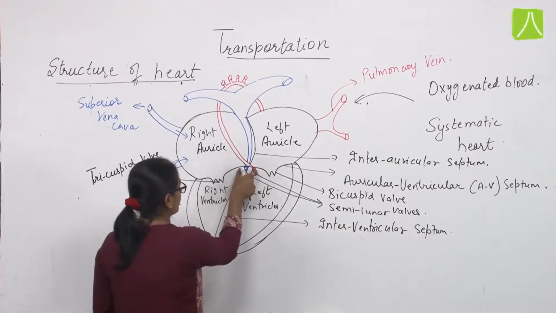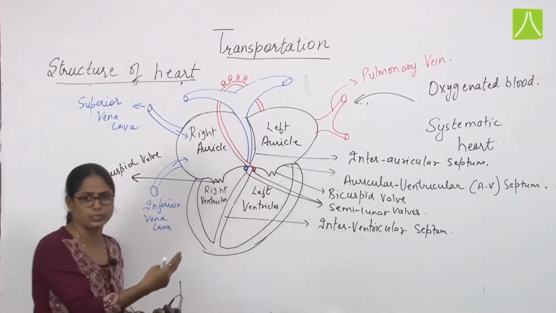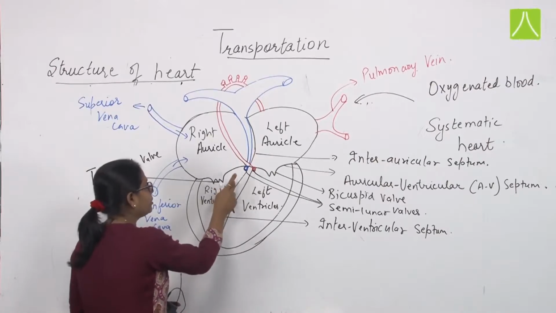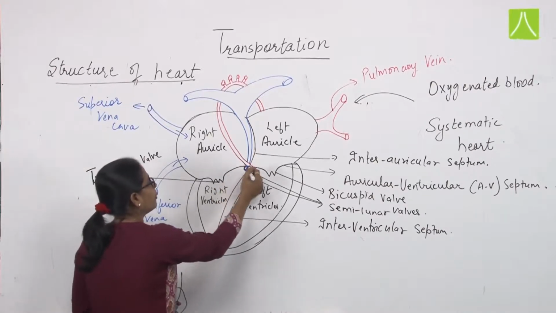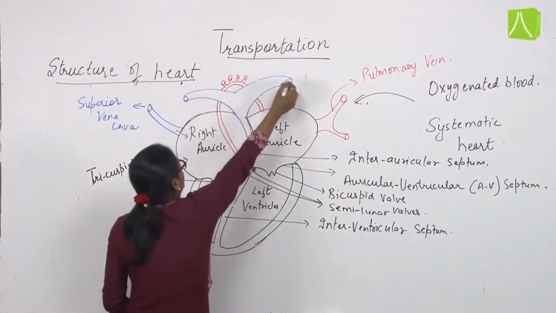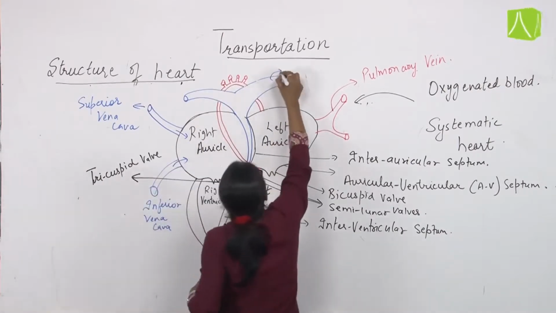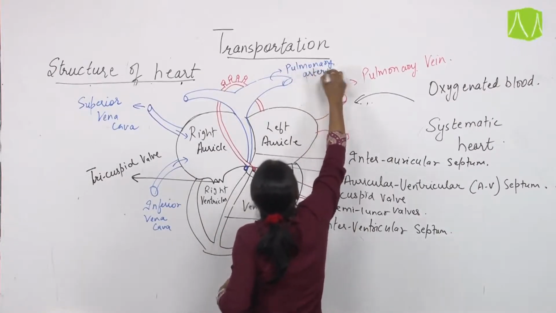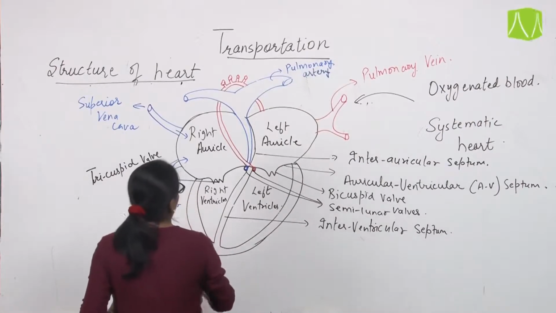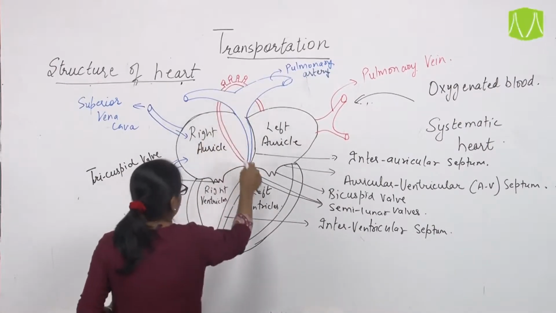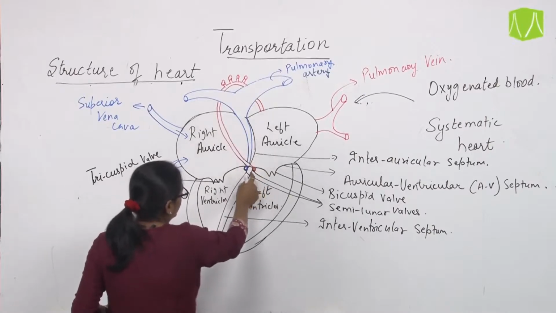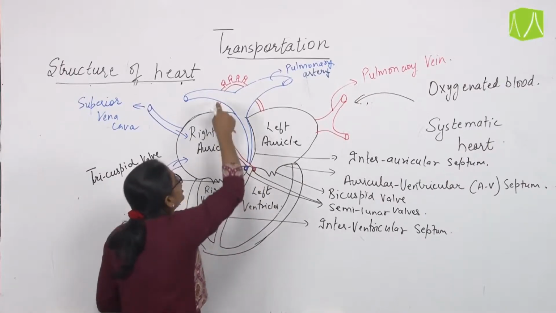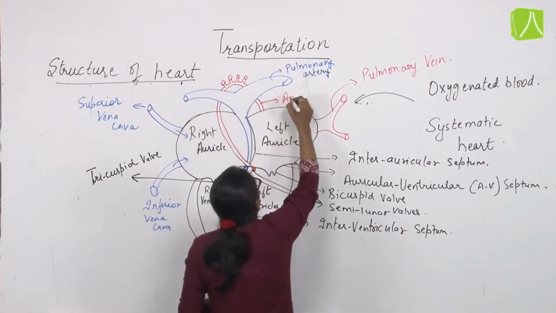Now, these valves are openings of two types of blood vessels. The valve present at the wall of the right ventricle opens into an artery known as the pulmonary artery. And the semilunar valve present over the left ventricle wall opens into another type of blood vessel known as the aorta.